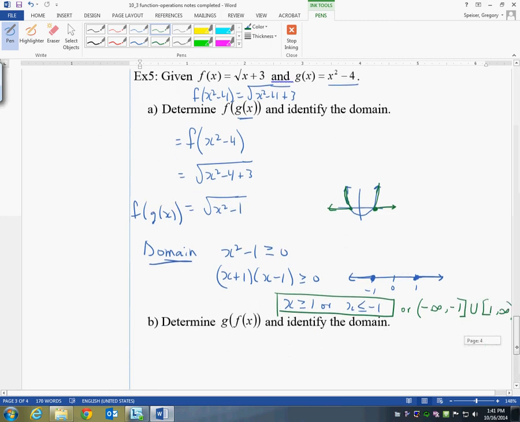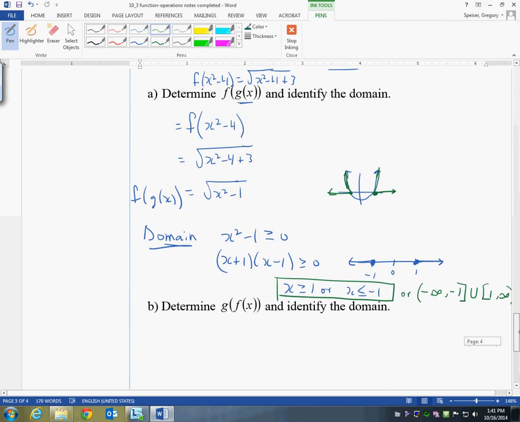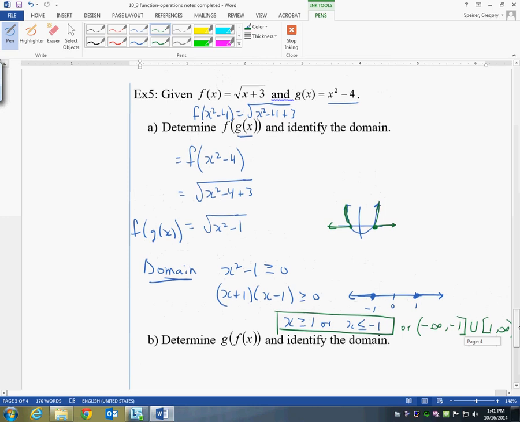Okay, almost done. Determine g of f of x and identify the domain. So now we're just going to do the reverse order. So f of x is equal to root x plus 3. So this will be g of the square root of x plus 3.